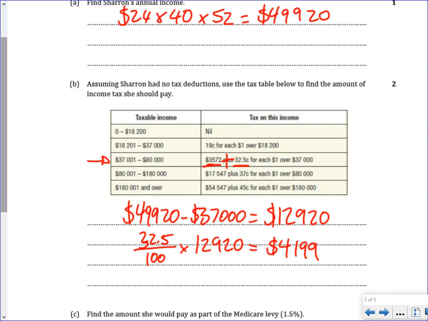So lastly, we're going to do $3,572 plus $4,199, which would give me in total $7,771. So that means this person's paying $7,771 in tax.